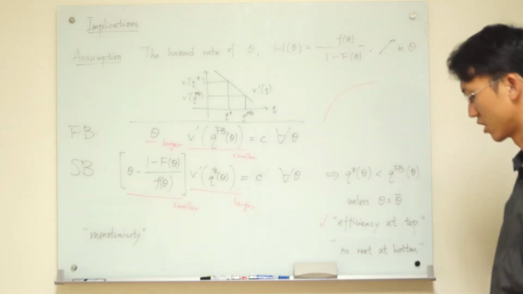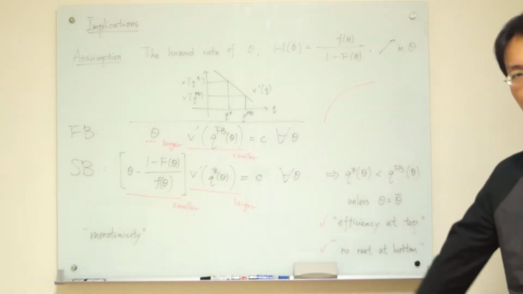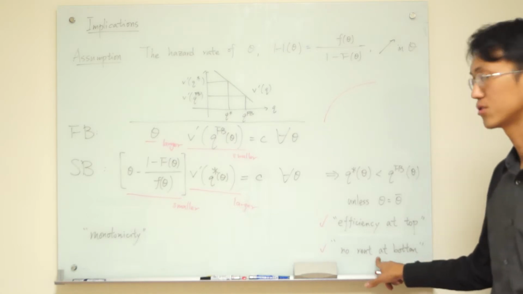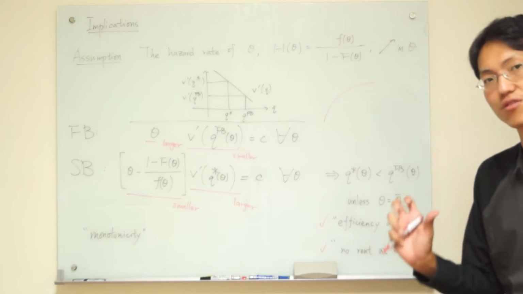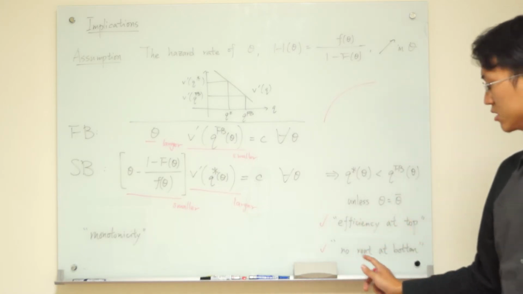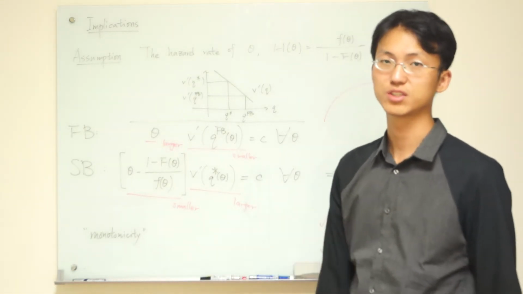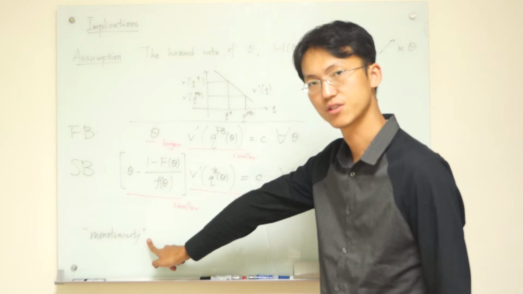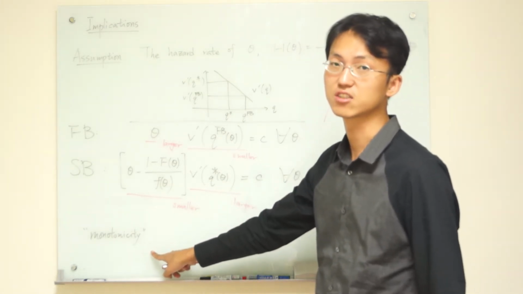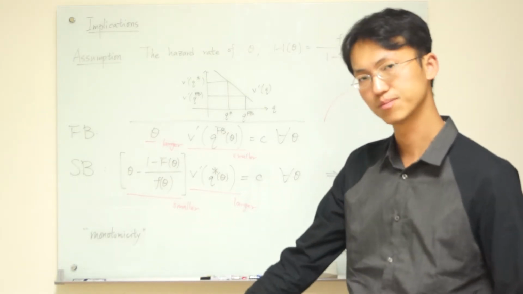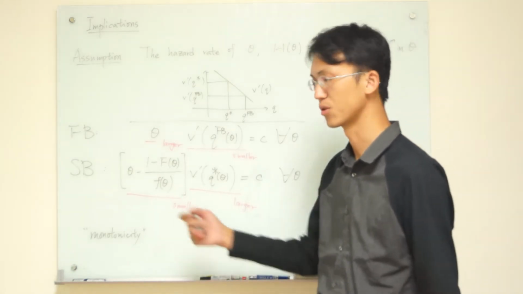That's the first conclusion. Also, we have no rent at the bottom, and this has been done in the previous video. And also, it's actually more than this. It says positive rent for all other types. Finally, we want to see whether we still have monotonicity. And actually, this is something to verify. According to our optimal solution, we need to verify it satisfies monotonicity. Otherwise, it cannot be optimal because we have just removed the monotonicity.